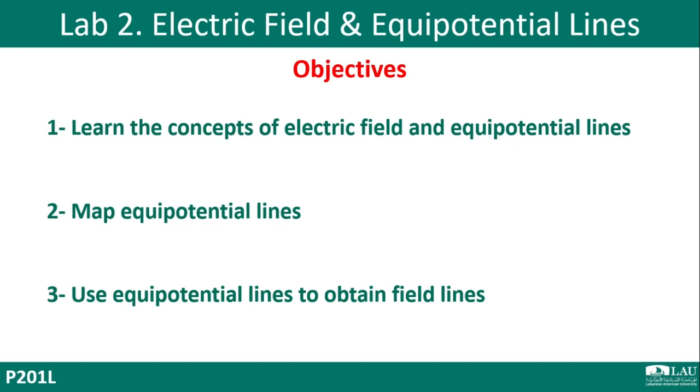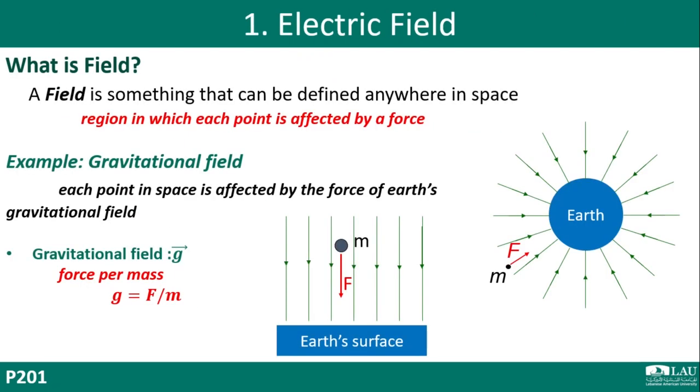Before starting, our objective is to learn the concepts of electric field and equipotential lines using an experimental procedure to map the equipotential lines, and based on the mapping of these equipotential lines, we will obtain the field lines. So let's start with the electric field.